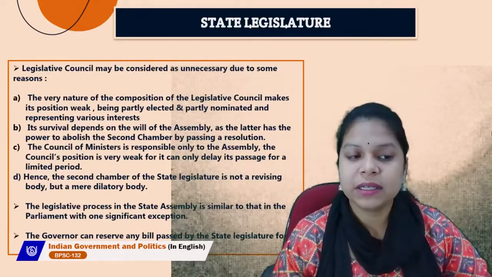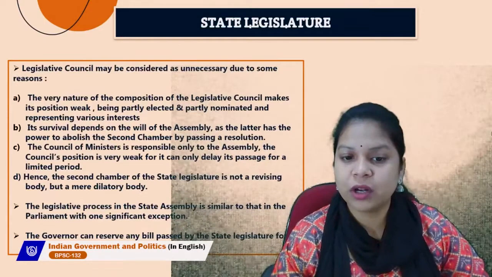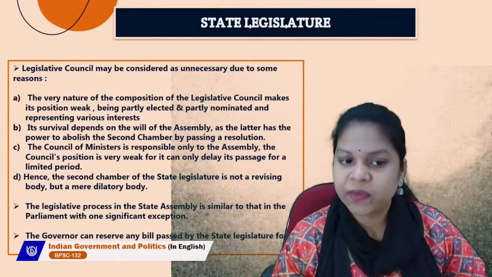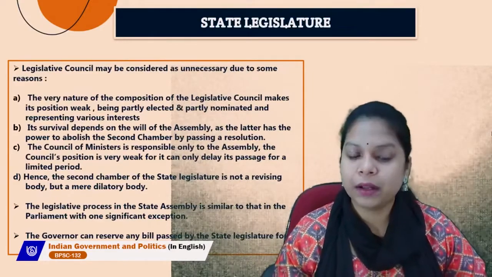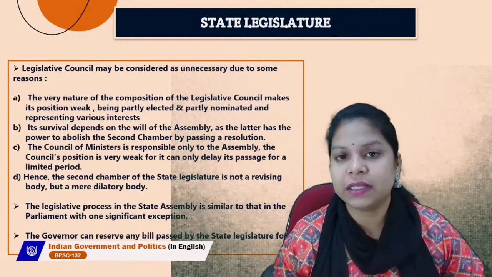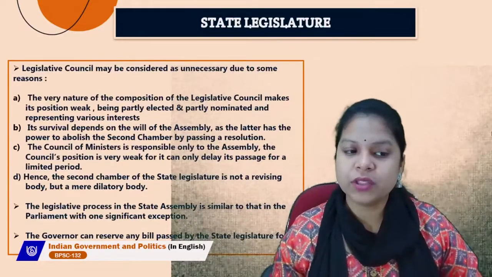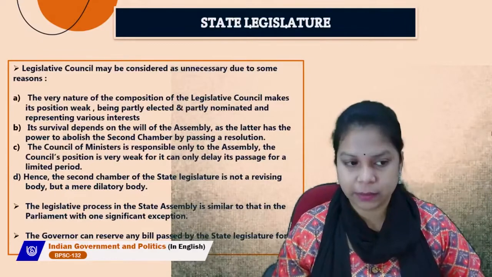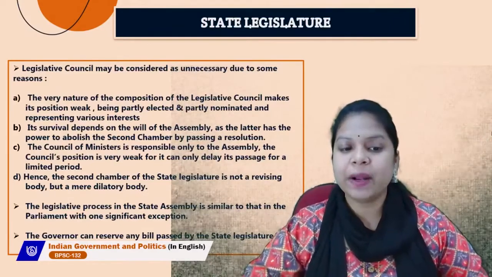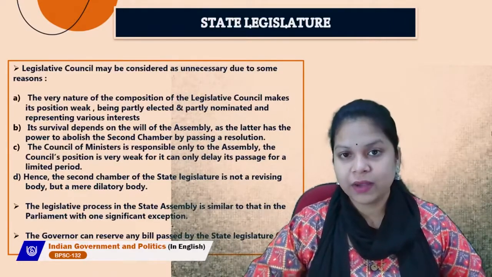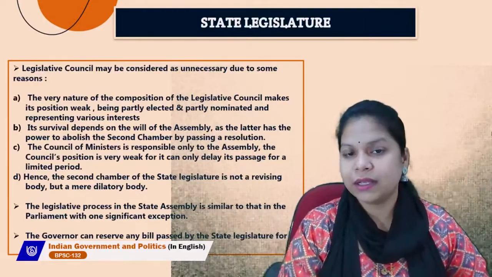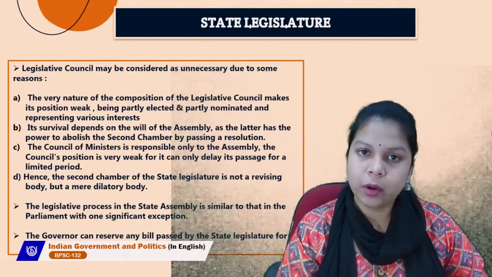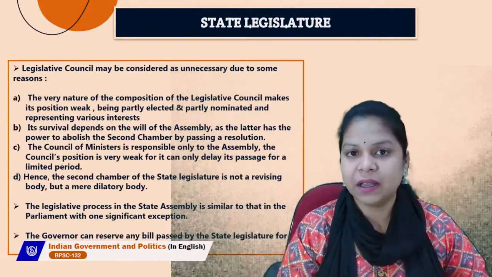The first reason is that the very nature of the composition of the legislative council makes its position weak, being partly elected, partly nominated, and representing various interests. Because of its composition, the Legislative Council becomes weak in front of the Legislative Assembly. Its survival depends on the will of the Assembly, as the latter has the power to abolish the second chamber by passing a resolution.